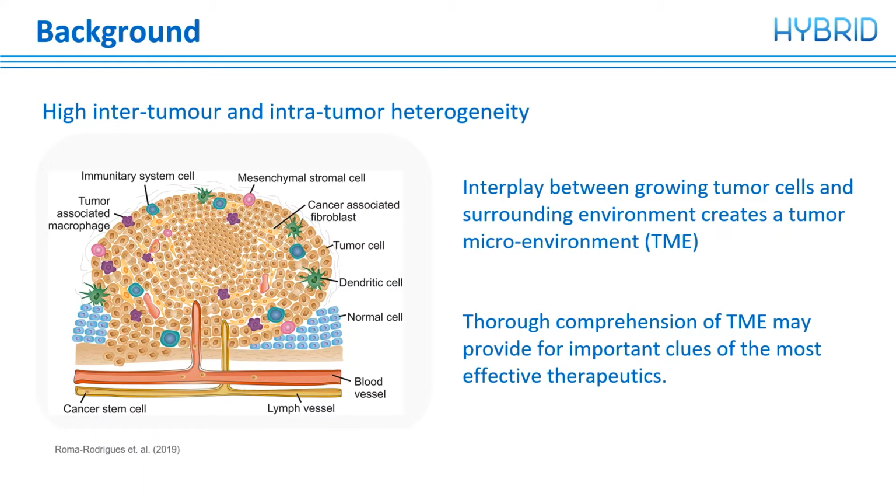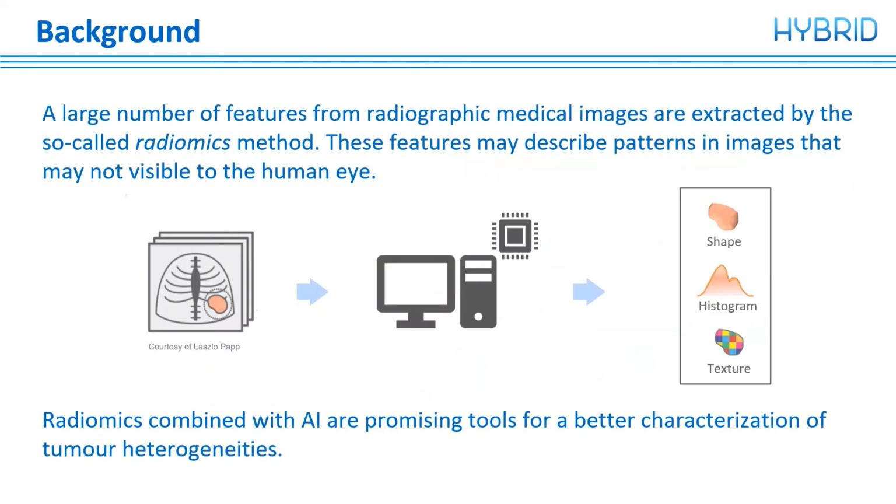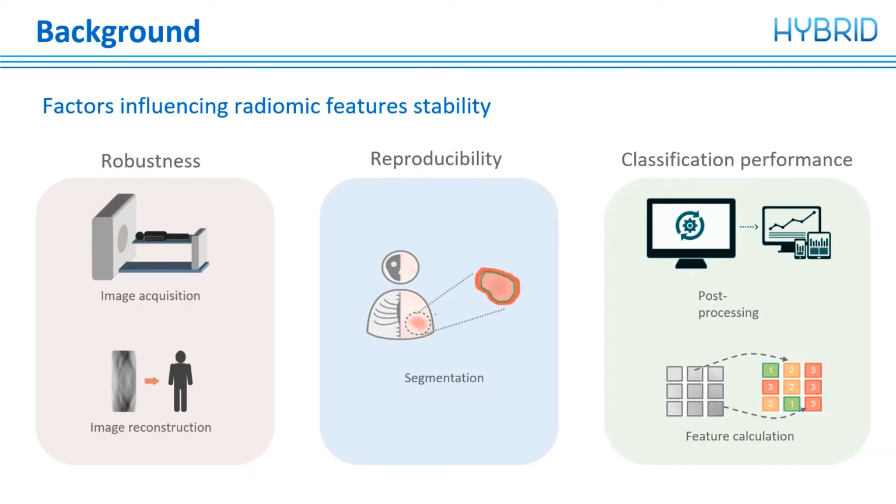Cancer is an aggressive malignancy to humans and definitely one of the primary causes of death worldwide. The current advanced knowledge about cancer development highlights the complexity of the disease, characterized by inter- and intra-tumor heterogeneity. Radiomics combined with artificial intelligence are a promising tool for a better characterization of tumor heterogeneities. However, radiomics features are more complex than standard measures, and several factors strongly influence the stability of their values.